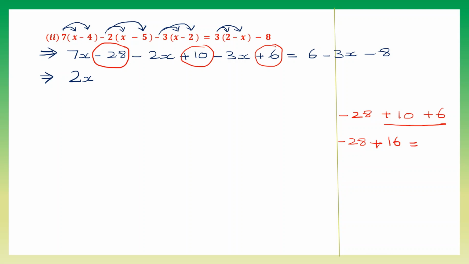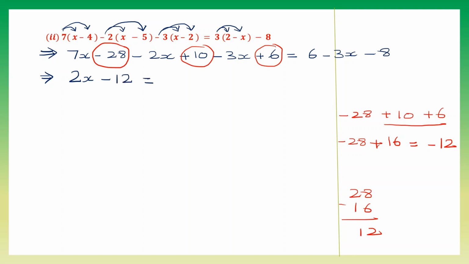Now the signs are different. Put the sign of the bigger number and subtract. So 28 minus 16, 8 minus 6 is 2, 2 minus 1 is 1, so this becomes 12. So here I have minus 12. So let's write that 2x minus 12 is equal to.